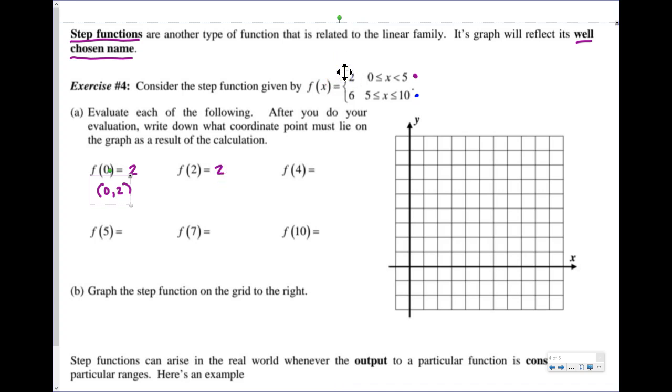F of 4. Does f of 4 fall between 0 and 5, or between 5 and 10? It falls between 0 and 5, so that goes with 2. These coordinates would be (2, 2) and (4, 2).